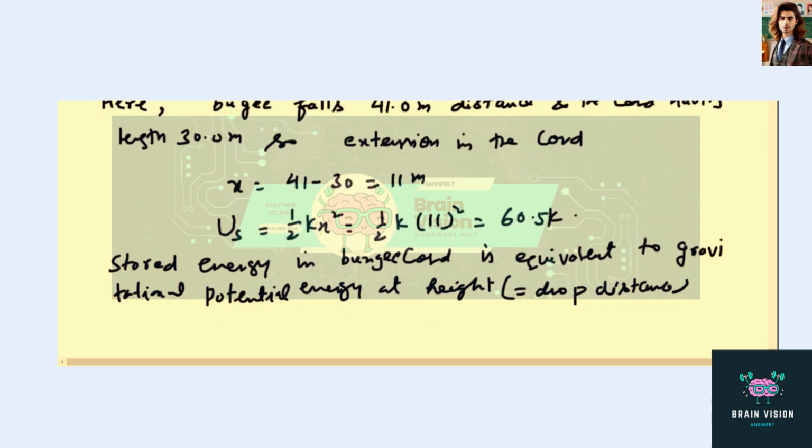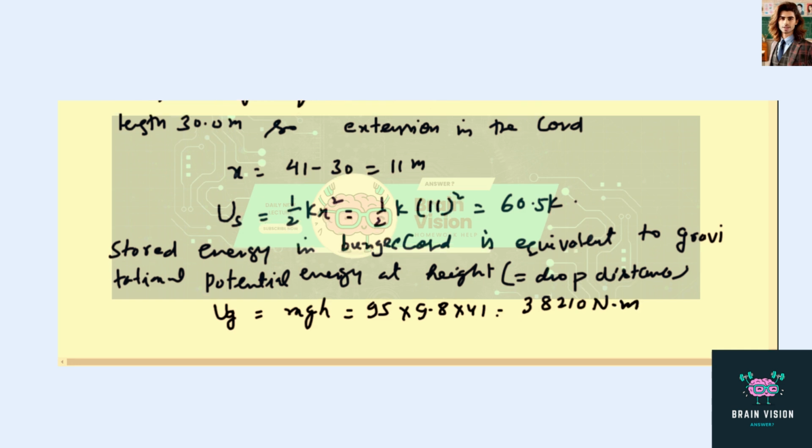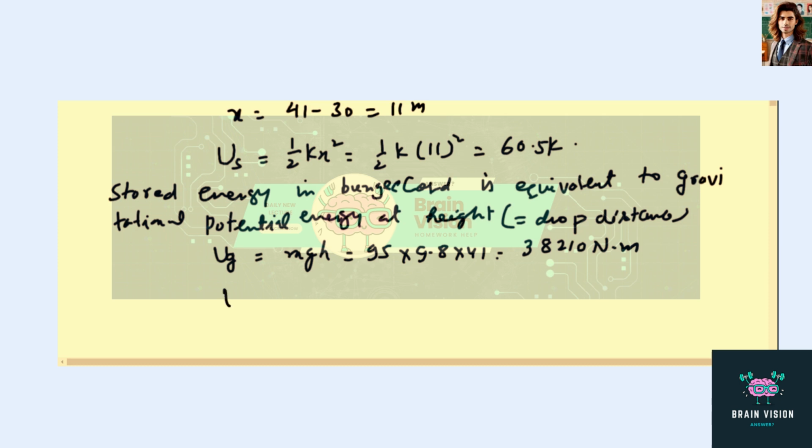Hence, the gravitational potential energy you will get is mgh, that is 95, the mass of the jumper, times g, 9.8, into 41. So it is 38210 newton meters. Now it is equal to, 38210 is equal to 60.5 into k.